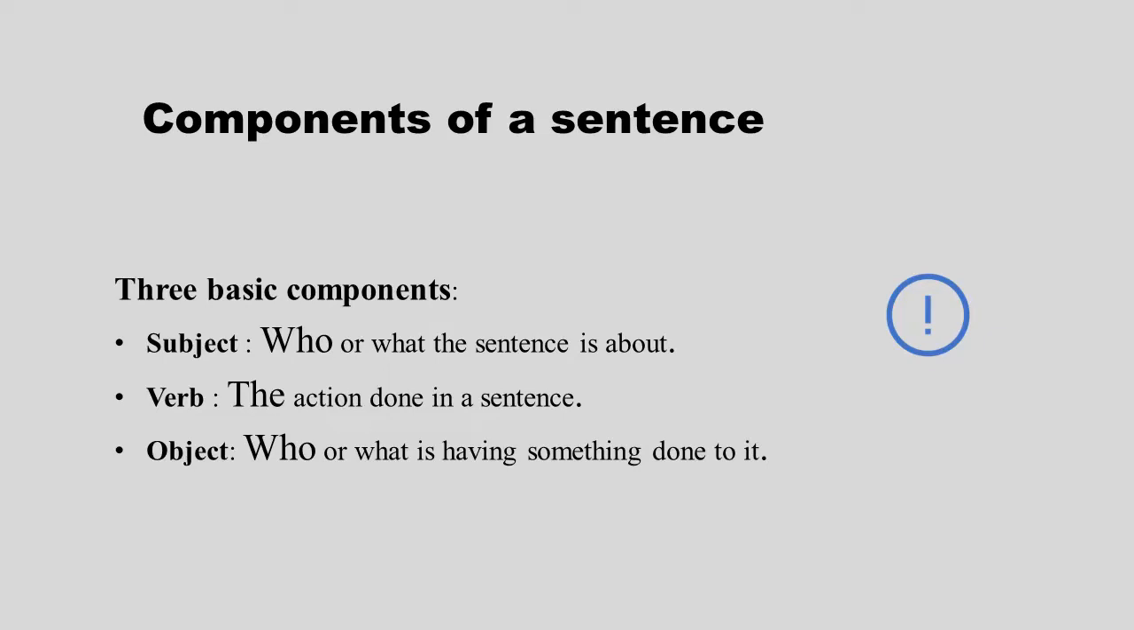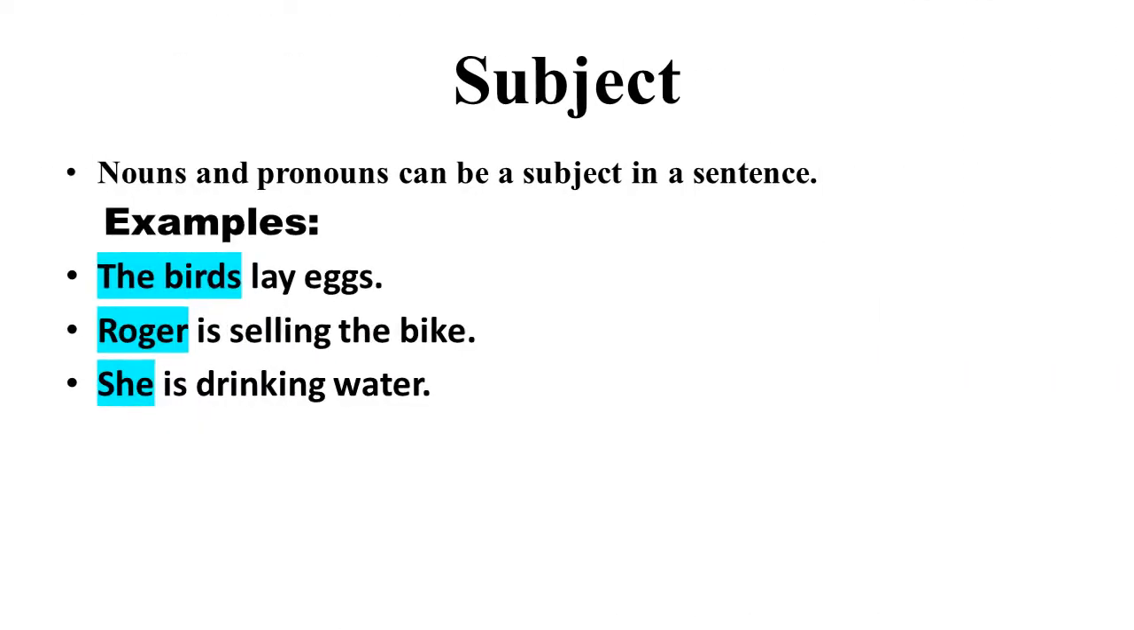What is a subject? Subject is the word about which we talk in the sentence, about whom we say something, about whom we give information in a sentence. Subject is the doer of action in the sentence, the doer of the verb. For example, the birds lay eggs. Here, laying eggs is the action that is being carried out, and who has done the action? The birds. So, in this sentence, we are talking about birds.